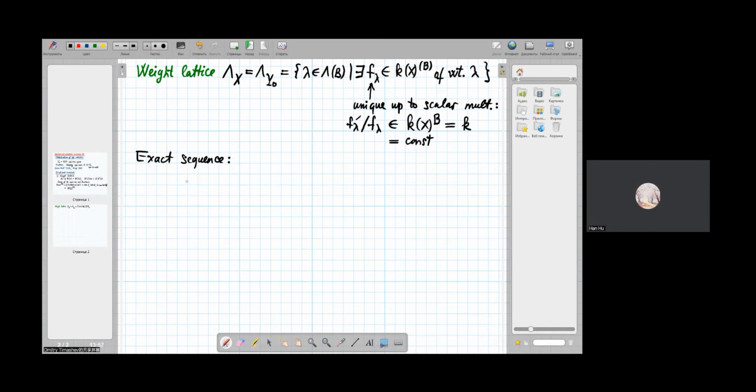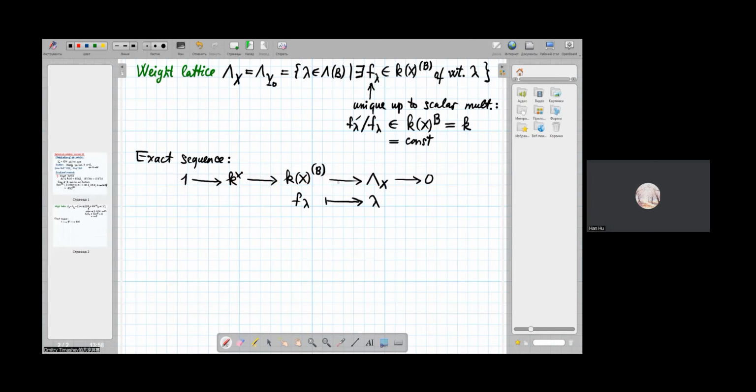Like the following. So 1 maps to K cross, maps to the group of semi-invariant functions, maps to the weight lattice, maps to 0. So the first two arrows are just embeddings, inclusions, and the third arrow sends a function f lambda to its eigenweight lambda.